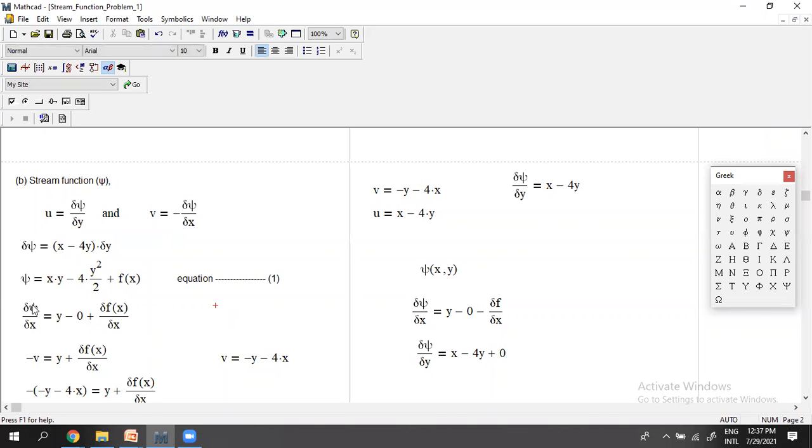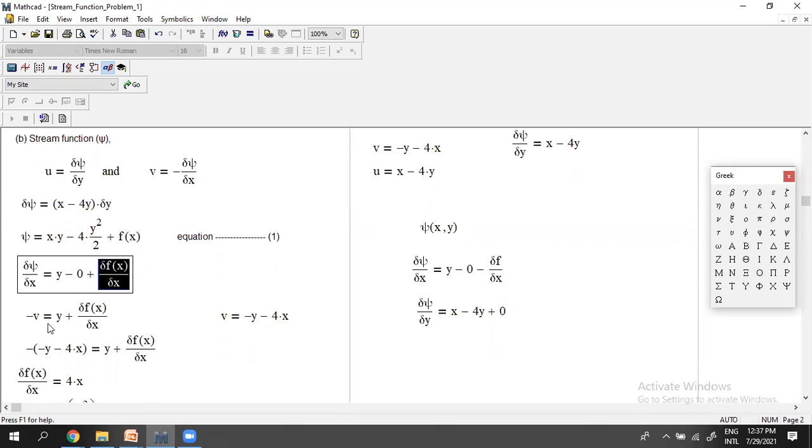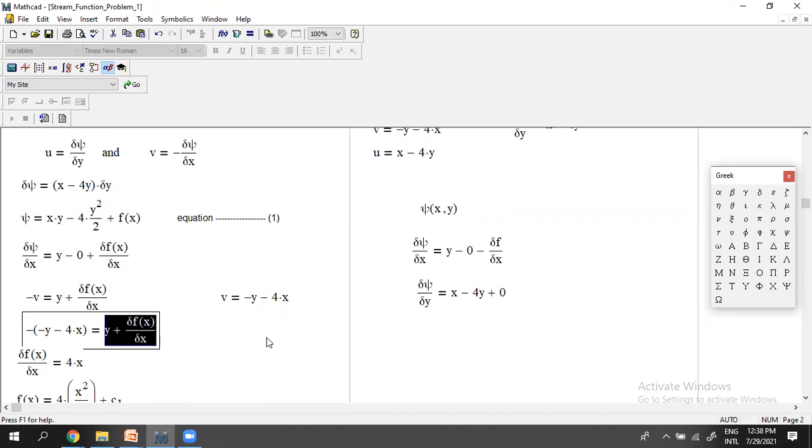Then you take the derivative of this one, del psi by del x. Now, del psi by del x equal to what? Look, del psi by del x equal to minus v, right? So del psi by del x equal to y plus this one. Now minus v, so minus v plus y plus del f by del x. Now, what is the value of v? The value of v is given over here. So on the left side, you put the v, the right side remains the same.